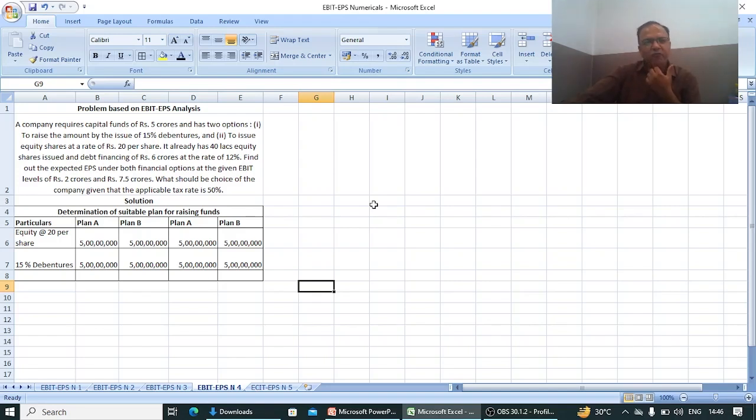But if you are not including it, you have to write down in the assumption that because fixed financial charges are the part of plan A and plan B, there is no relevancy to include it in the calculation. And if you want to include it, then there is no need to make an assumption, and simply you can add the amount.